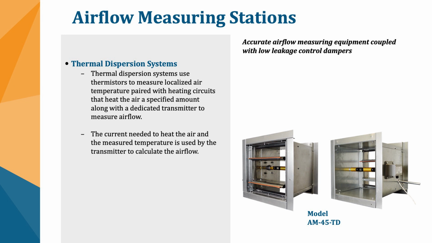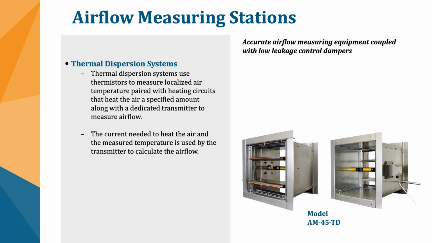But oddly enough, if you use an opposed blade damper within a certain distance downstream of those probes, the turbulence from that opposed blade damper as it's closing actually starts to decrease the accuracy of those probes at a much closer distance than, say, a parallel blade damper. The opposed blade damper creates a little bit more turbulence upstream than the parallel blades do.